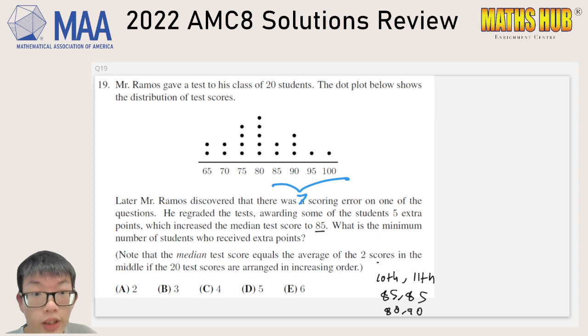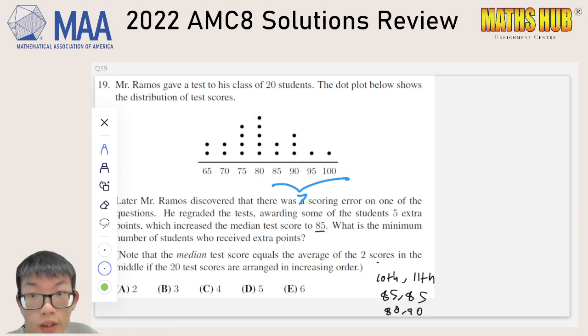First of all, you need to make sure that you have enough people at the 85 score. If I just shift the two 85s here, I'm only going to get 7 students down here. That's not enough. So I have to shift at least some of those from the 80 over. So let's say that I shift over 1, 2, that's still not enough because that will only give me 9. So let's say I shift 3 of them over to here.